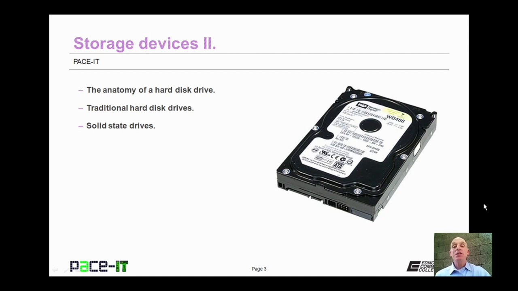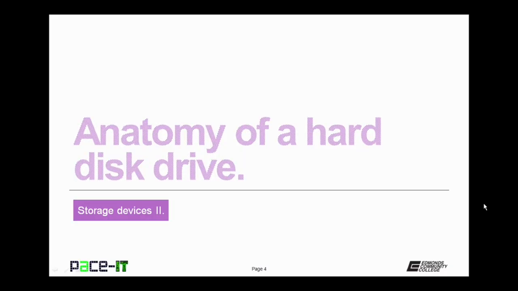Today we're going to discuss the anatomy of a hard disk drive, then we're going to talk about some aspects of the traditional hard disk drive, and then we're going to cover some items about solid-state drives. There's a fair amount of information to cover, so let's go ahead and begin this session. And of course, we begin by talking about the anatomy of a hard disk drive.